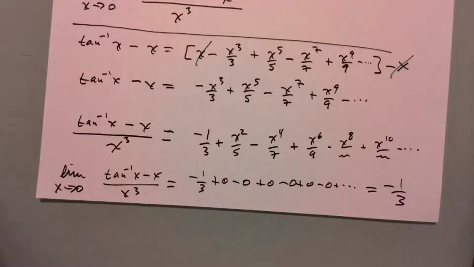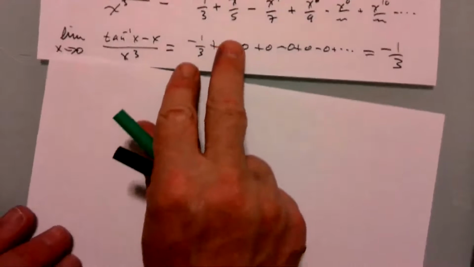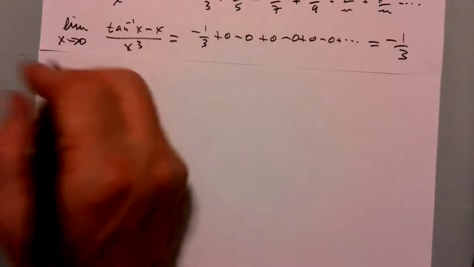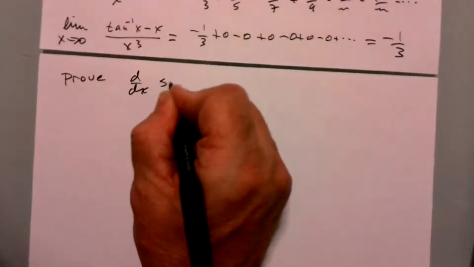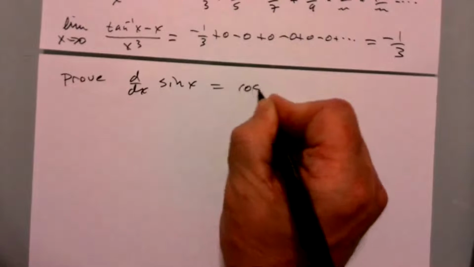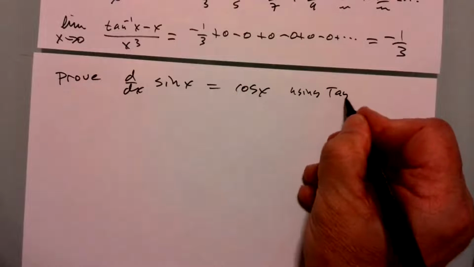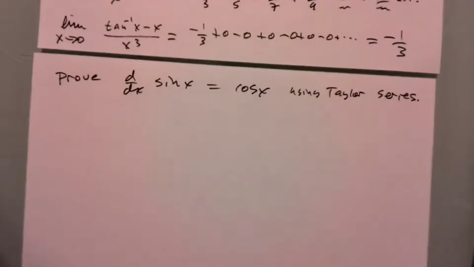Okay. The next thing I want to take a look at is how we can prove that the derivative of sine x is cosine x using Maclaurin series. So interestingly enough, I hope this is fair from a mathematics point of view, but prove that the derivative with respect to x of sine x is cos x using Taylor series. Now remember, this is only true if we're working in the world of radians.